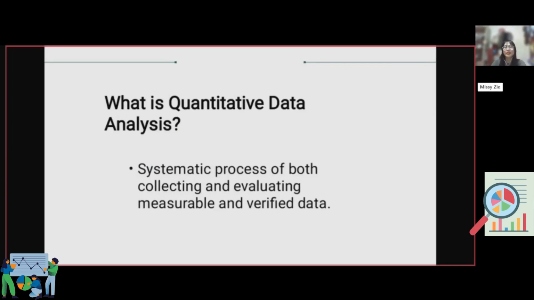Now, the question is, what is quantitative data analysis? It says here that it's a systematic process of both collecting and evaluating measurable and verified data. It means that this is a process using mathematical and statistical methods for us to interpret the numerical data and also to uncover meaningful insight.